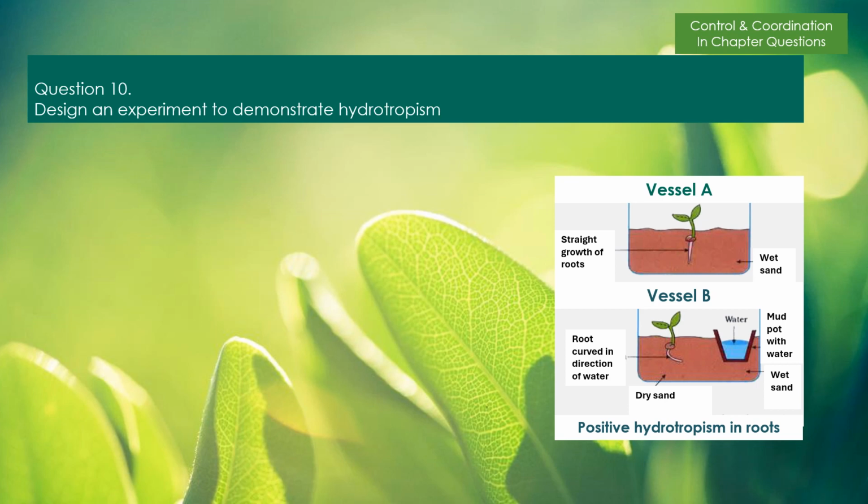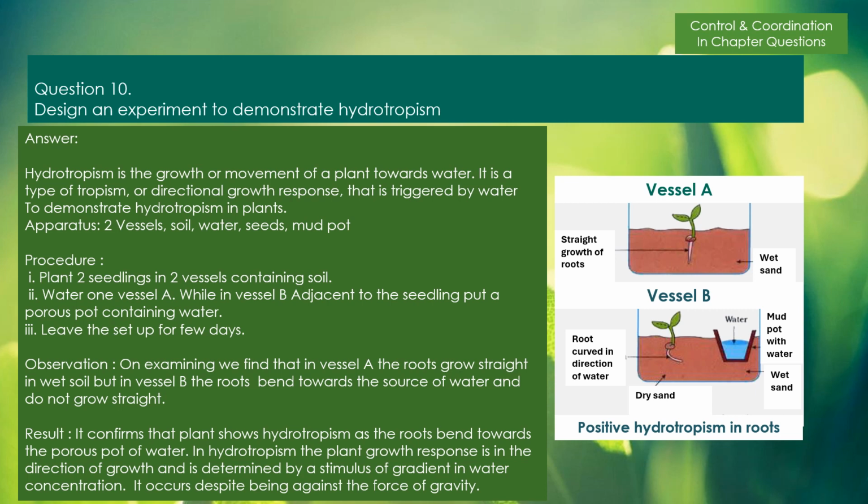Question 10. Design an experiment to demonstrate hydrotropism. And what is hydrotropism? It is the movement of a plant part towards water, or in the direction from where it receives stimuli from water. So in the experiment, we need to ensure that we are giving these subheadings of apparatus, procedure, observation, and result or interpretation. So we have taken 2 vessels, vessel A and B, and we have planted 2 seeds in them.